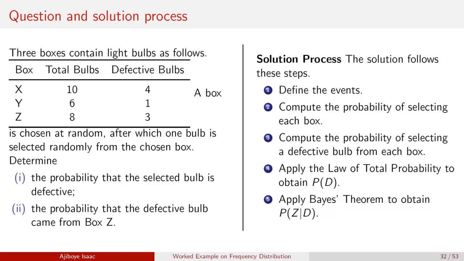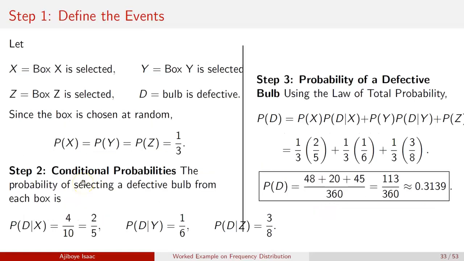came from box Z. This question would help us understand how to define events, how to compute the probability of selecting each box, and also compute the probability of selecting a defective bulb from a box. We also apply the law of total probability to obtain the probability of defective bulbs, and apply Bayes' theorem to obtain the probability that a defective bulb is from box Z. This is a common problem we see in statistics.